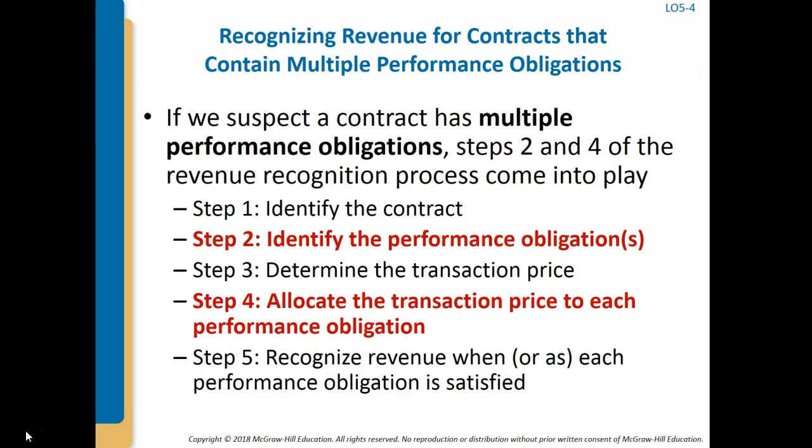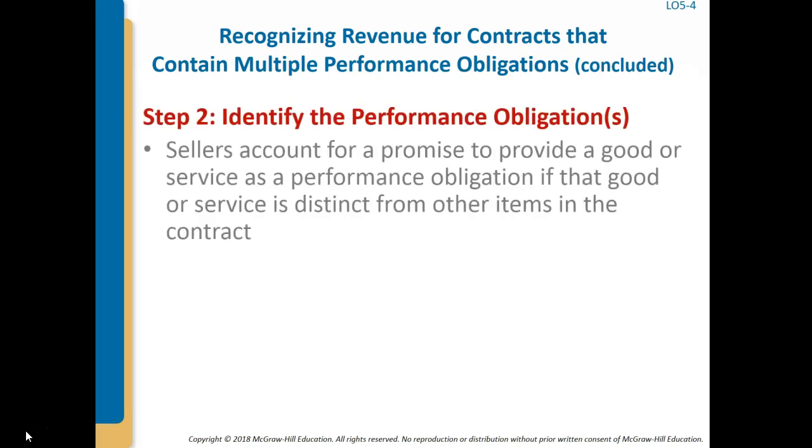Many contracts get complicated and may contain more than one performance obligation. In that situation, steps 2 and 4 of the revenue recognition process come into play. We have to identify all the performance obligations, and we have to allocate the transaction price to each of those performance obligations to determine the amount of revenue that can be recognized when each performance obligation gets satisfied.